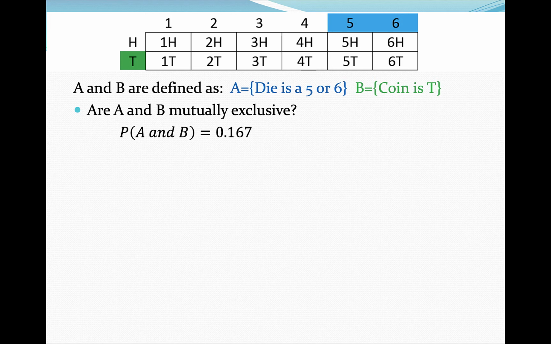The only way that events A and B are mutually exclusive is if this probability is 0. Because if the probability of A and B equals 0, that means it can never happen, meaning A and B can never happen at the same time. So if A and B are mutually exclusive, then this probability will be 0. Otherwise, if it's not 0, then the events can happen at the same time. So all you have to do is look at the probability of A and B. If it's 0, then the events are mutually exclusive. If it is not 0, then they are not mutually exclusive.